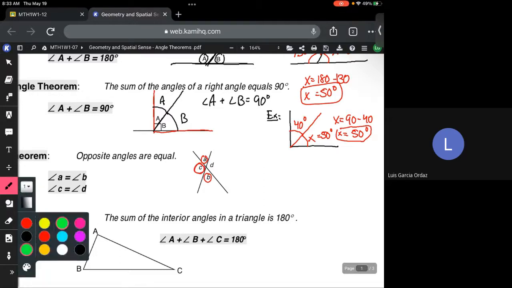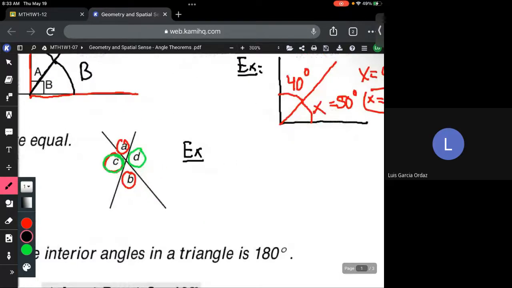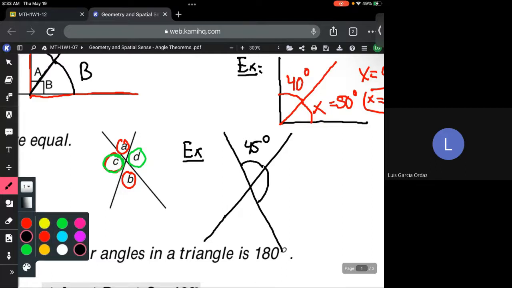Now I'll draw you guys an example. Say I have these lines intersecting. Let's say this is 45 degrees. It has to make sense in my head. So it has to equal 360.